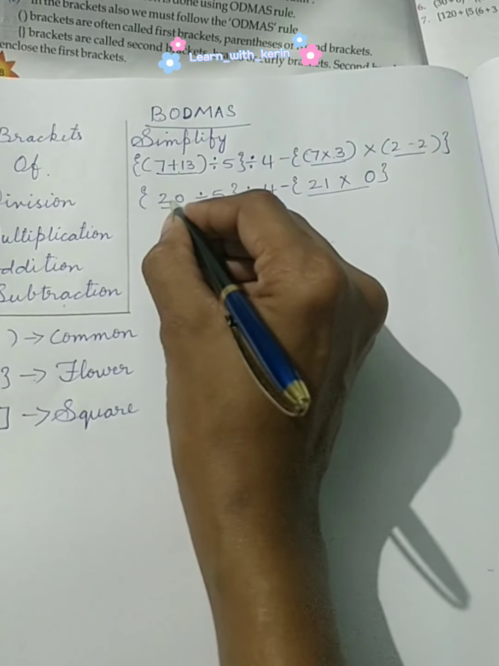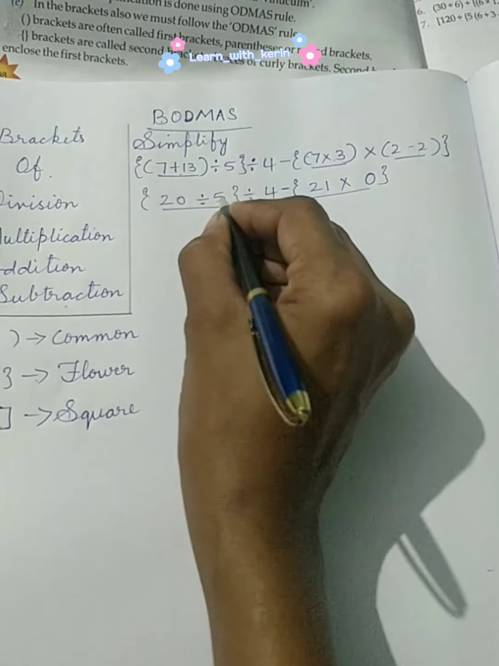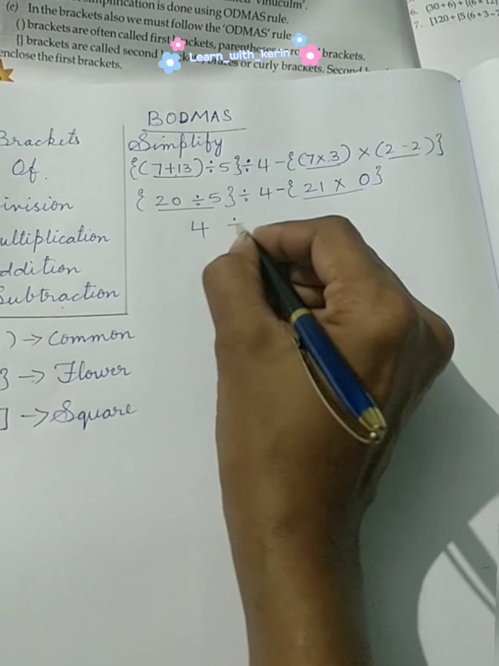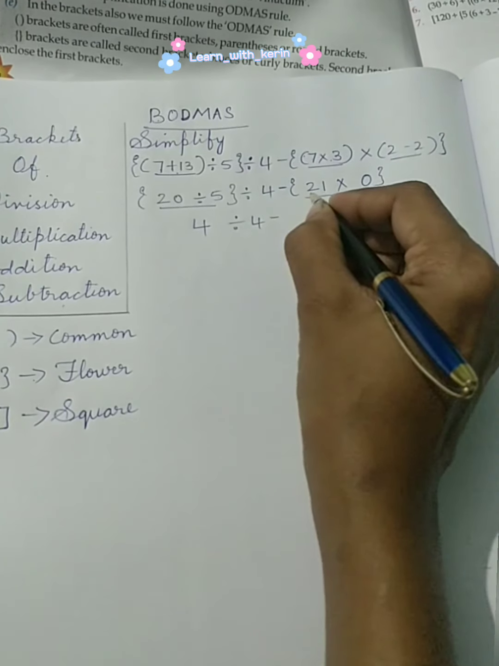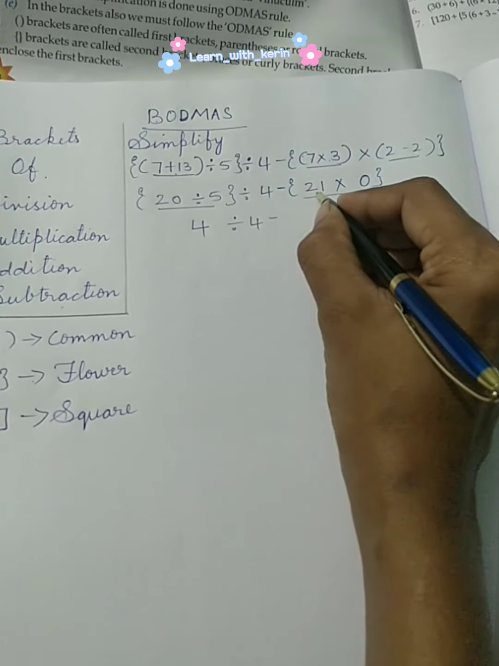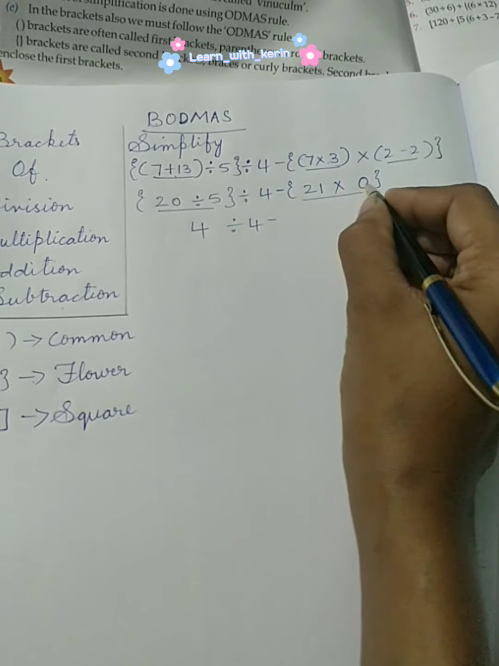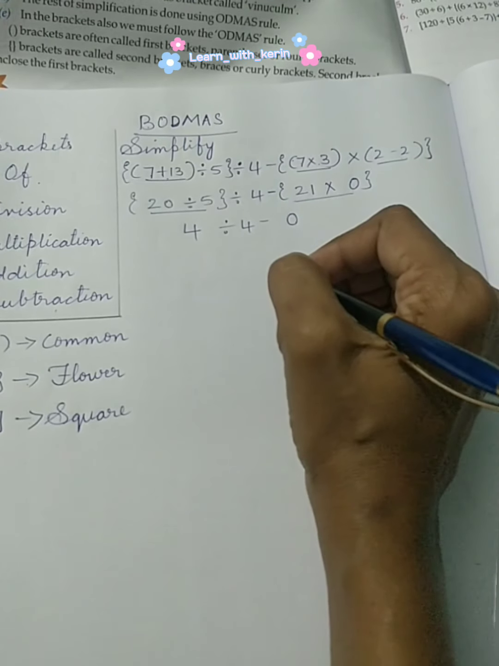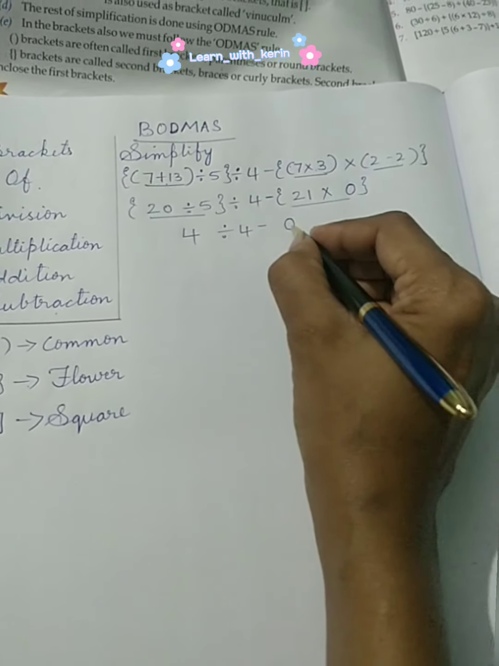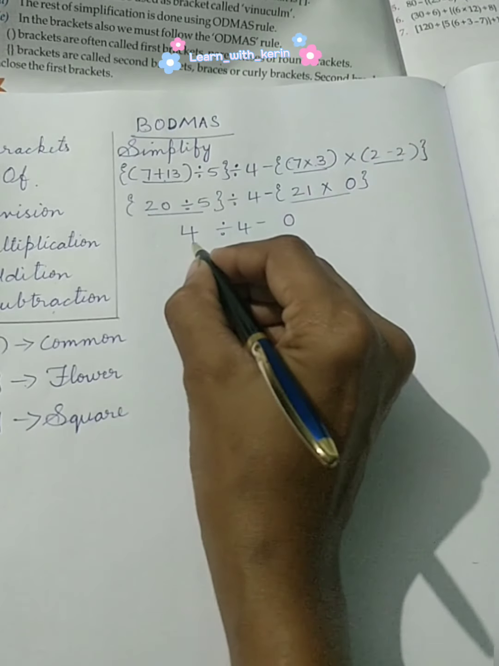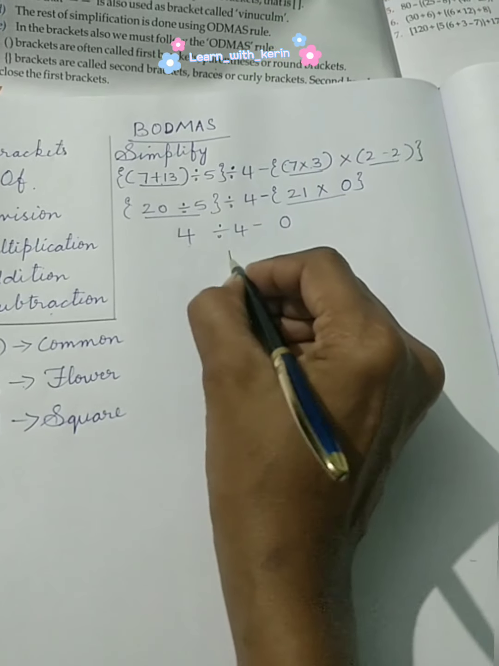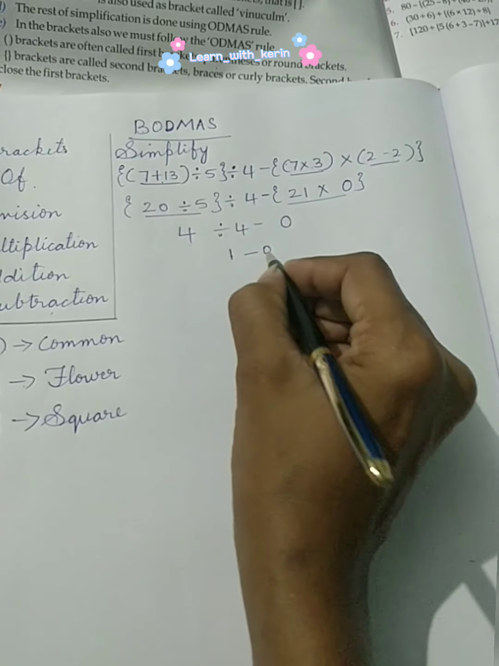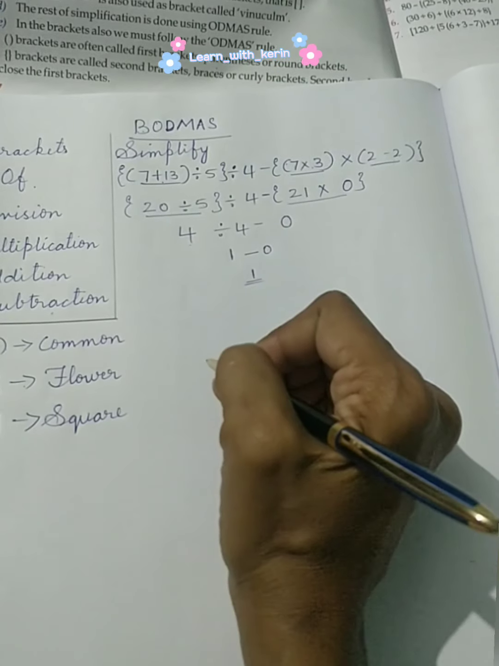Let us solve now. 20 divided by 5. If you divide 20 by 5, the answer will be 4. Then divided by 4 will keep as it is, minus, this flower bracket also we will solve now. The operation in the flower bracket is 21 into 0. 21 into 0 is 0. Any number, if you multiply with 0, the answer will be 0. Now, 4 divided by 4 is 1. Minus 0 will keep as it is. Now, 1 minus 0 is 1. Your answer is 1.